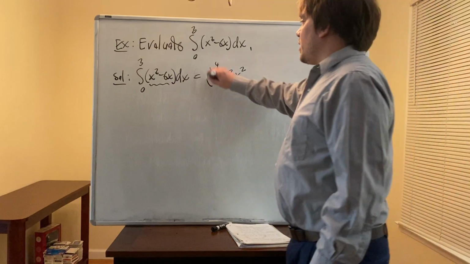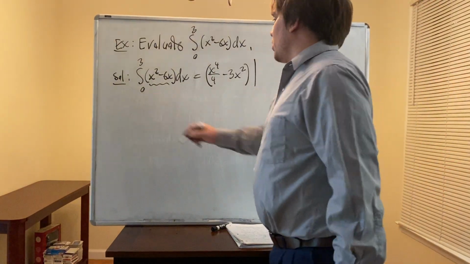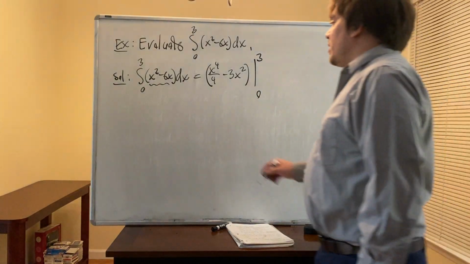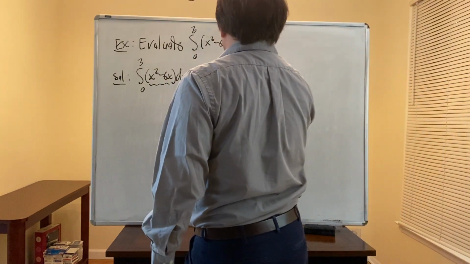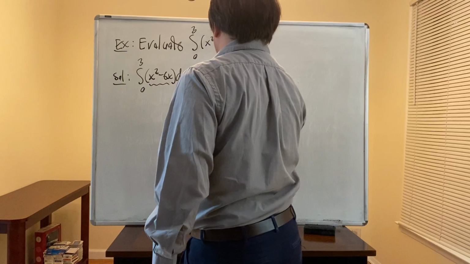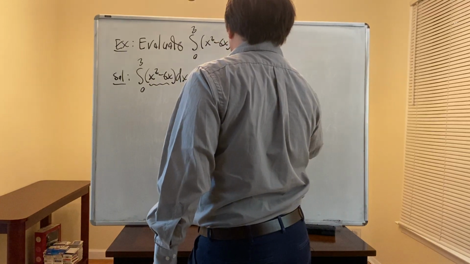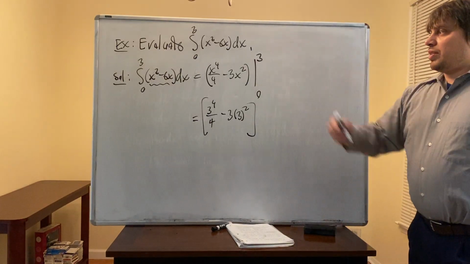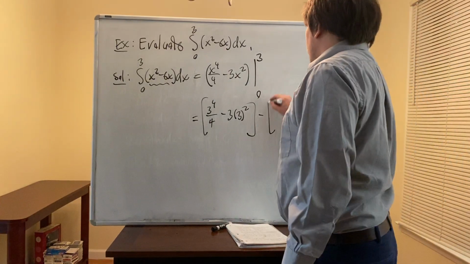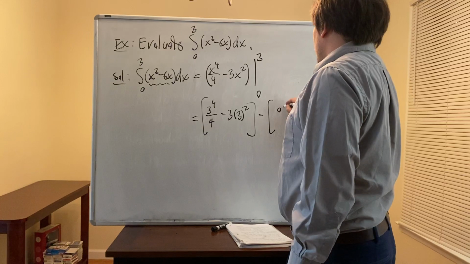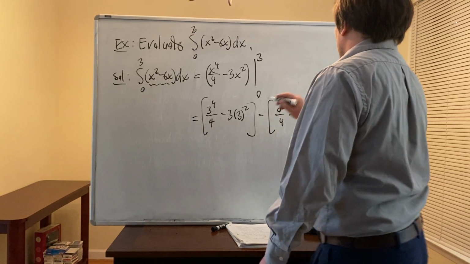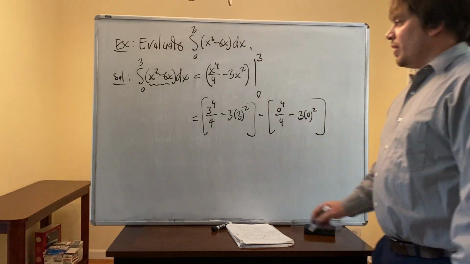And so you're going to take that antiderivative and you evaluate it from the lower limit of the definite integral to the upper limit of the definite integral. Then that's equal to this expression plugging in the upper limit, which is 3. So that's 3 to the fourth over 4 minus 3 times 3 squared. That's the value of that expression plugging in the upper limit, minus this expression plugging in the lower limit. So it's 0 to the fourth over 4 minus 3 times 0 squared. Okay? And so what is that equal to?